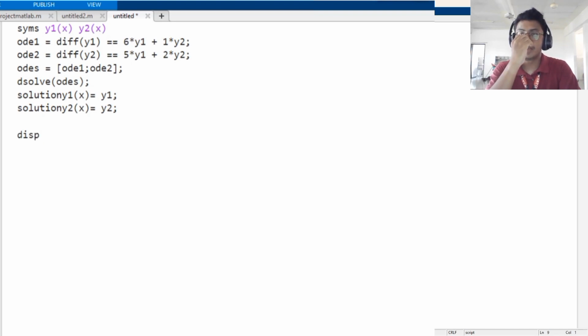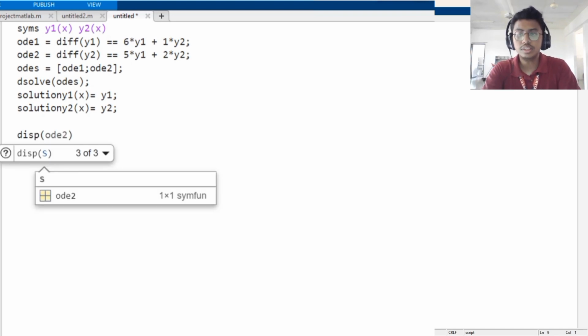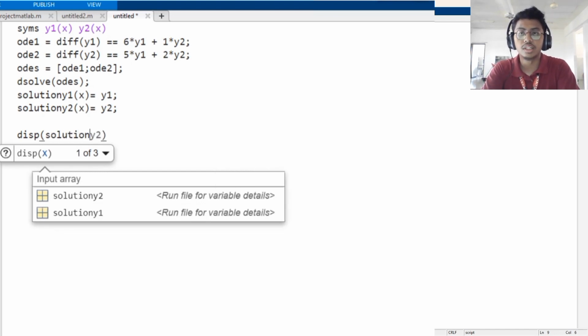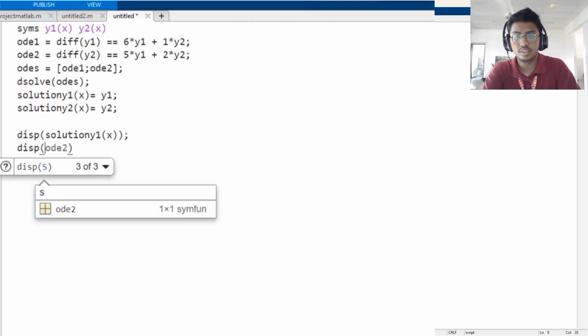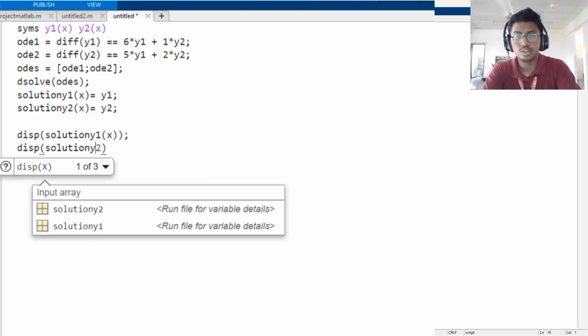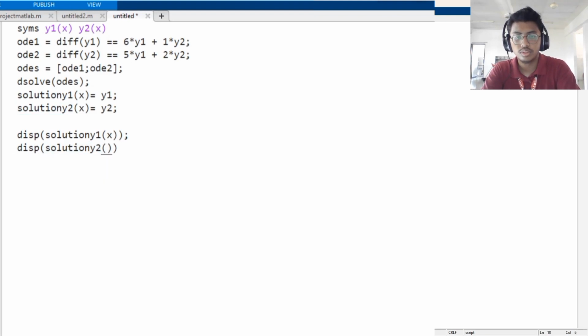So MATLAB will execute the calculation. We need to display the output, which is the solution. So solution of y1 in the bracket x, semicolon, as well as solution 2, solution of y2 in the bracket x, semicolon.